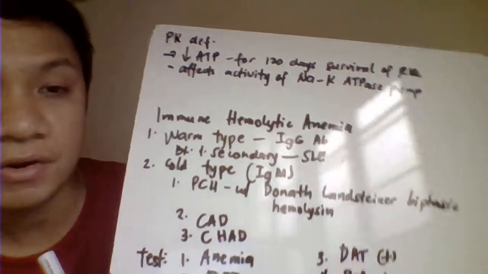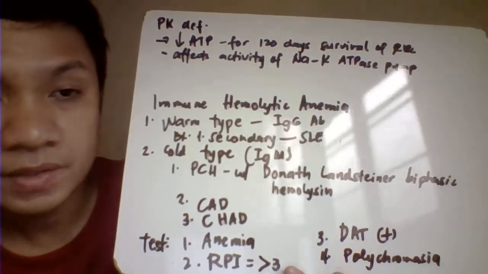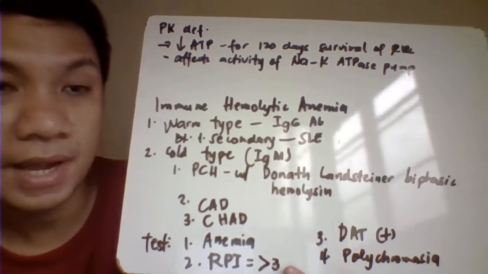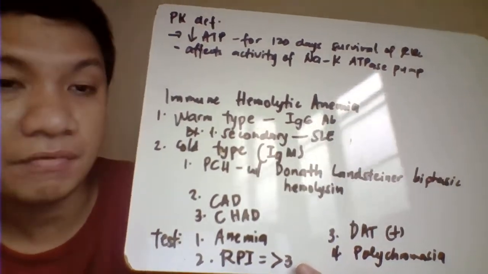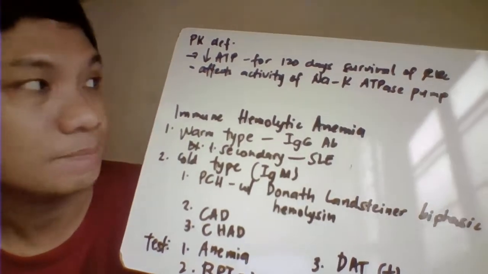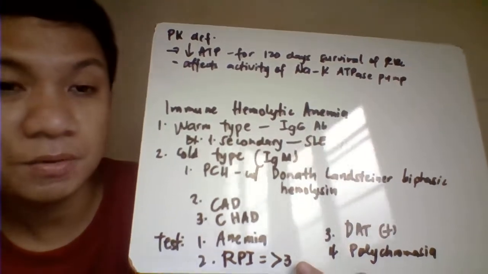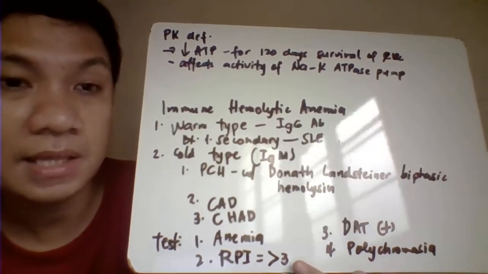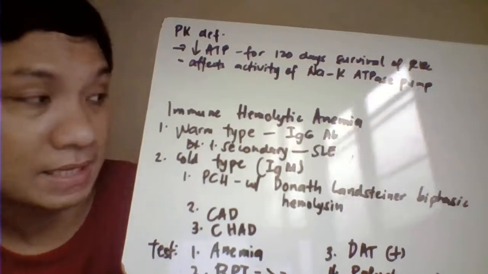Then we also have your pyruvate kinase deficiency. Pyruvate kinase is the enzyme needed in order for you to produce ATP. ATP is needed by our RBC in order to survive for 120 days. ATP is used for your sodium potassium ATPase pump, which regulates the level of sodium and potassium in and out of the cell in our body.